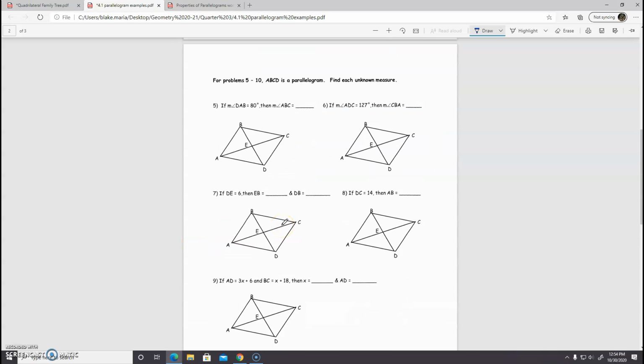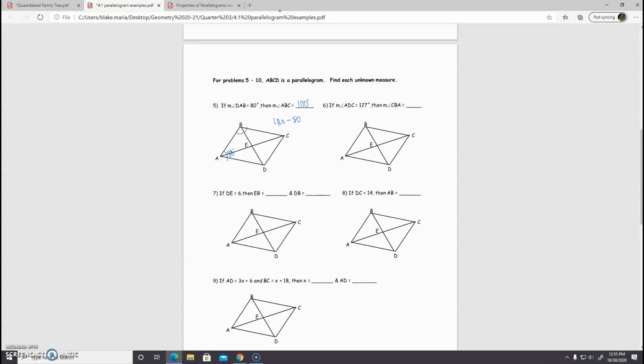Let's do a couple from this page. Again, I'm just jumping around because I'm using these as examples. These are kind of like notes. So here, DAB, this whole angle right here, is 80 degrees. They want ABC. Well, you know that these are consecutive. They should add up to 180. So 180 minus 80 leaves me with 100. I want to see the work. If they're equal, there's no work.